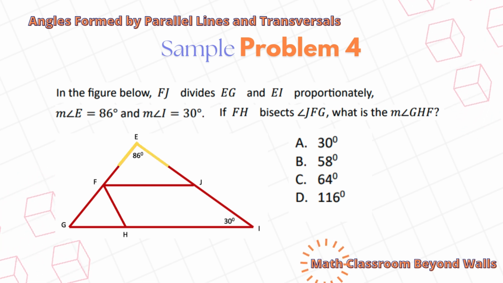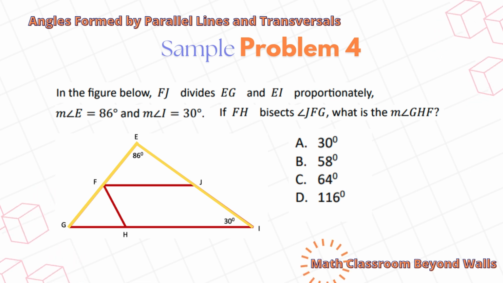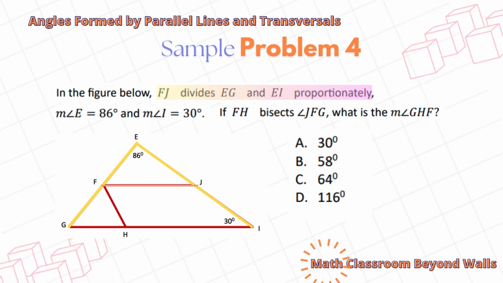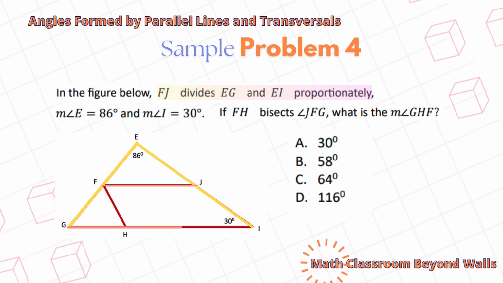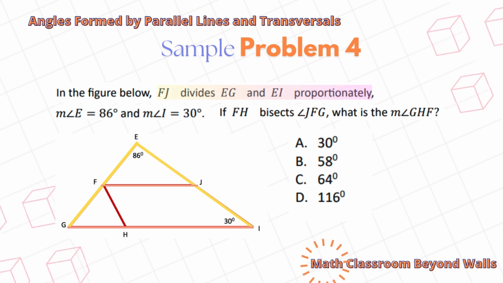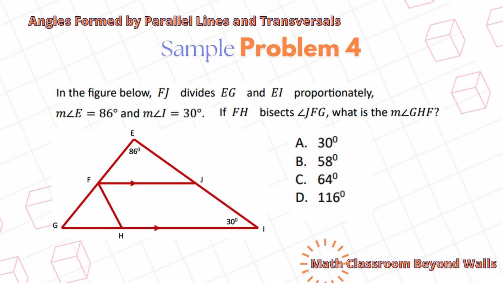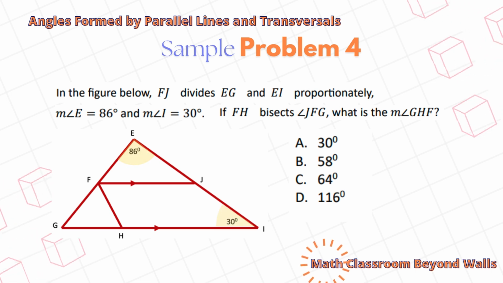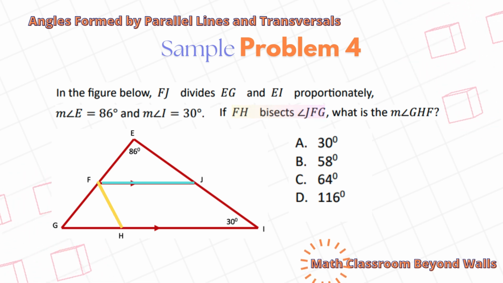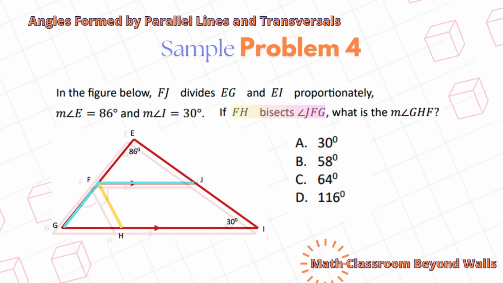In the figure, EG and EI are sides of triangle GEI. The problem states that FJ divides EG and EI proportionately. This suggests that FJ is parallel to GI, the third side of the triangle. We will put the little arrows on our figure to show that FJ is parallel to GI. Let's go. We also have two angle measures that are given. The problem also states that FH bisects angle JFG. The word bisect means that FH divides angle JFG into two equal parts.